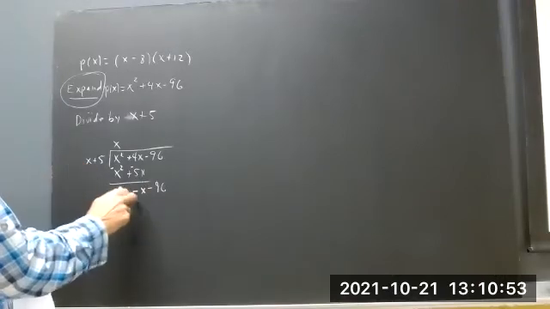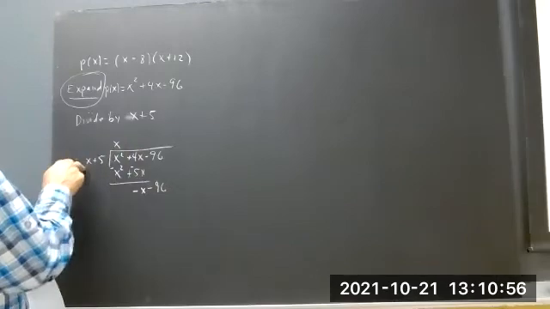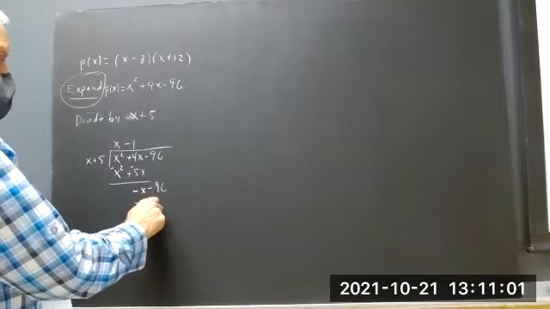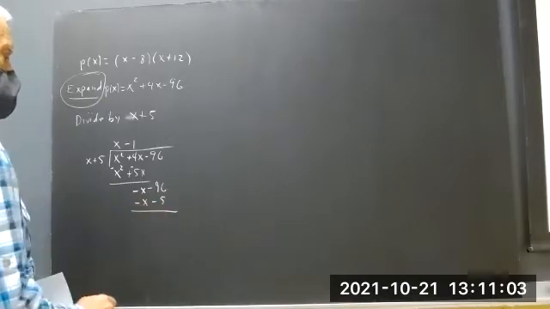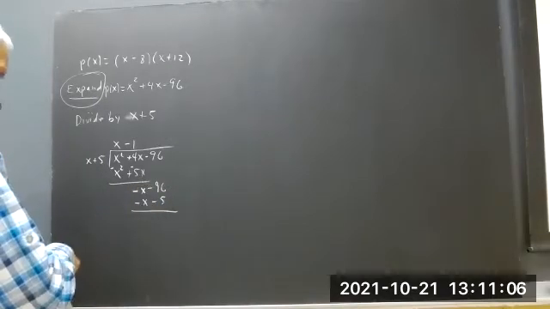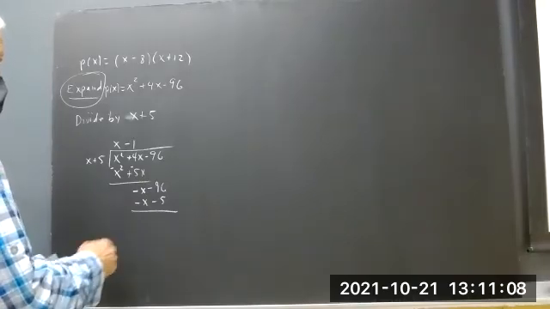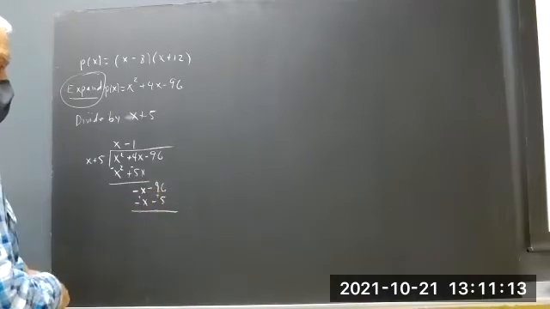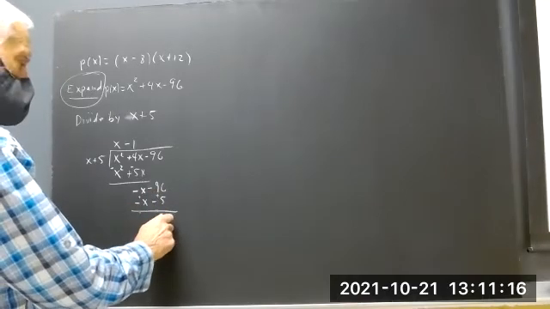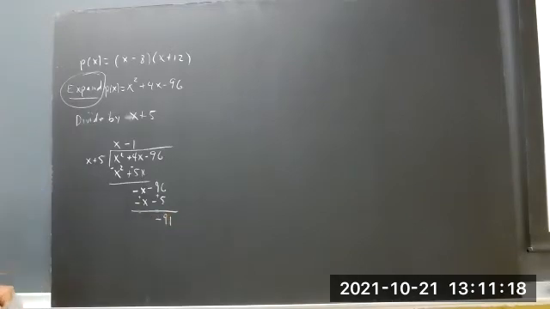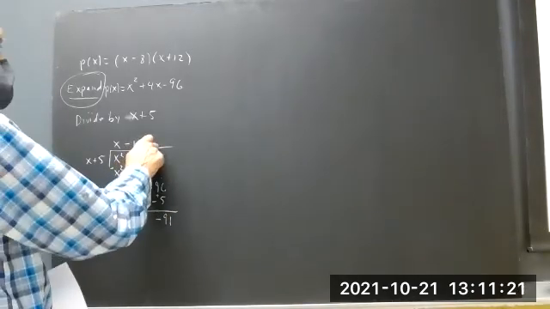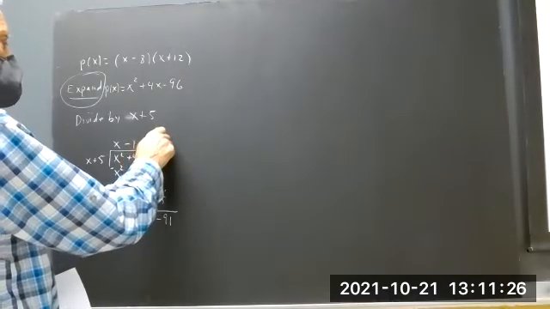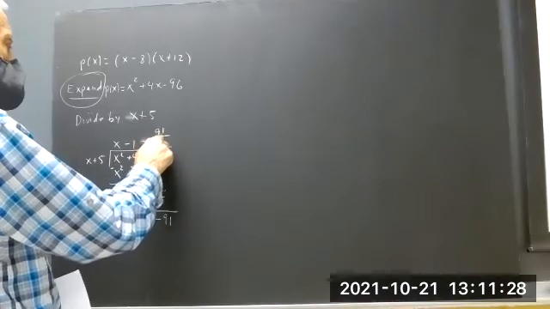Okay, then x goes into negative x. Well, what do we need here to multiply x to get negative x? That's minus 1. We get minus x minus 5. And now we change the signs here. We get negative 91. So this is then x minus 1 plus minus 91 over x plus 5.